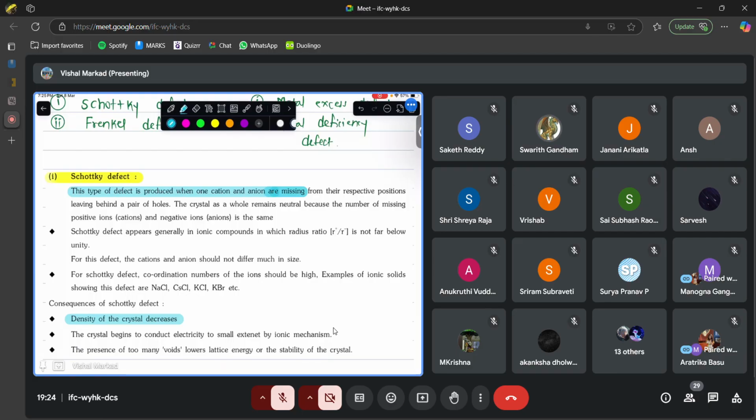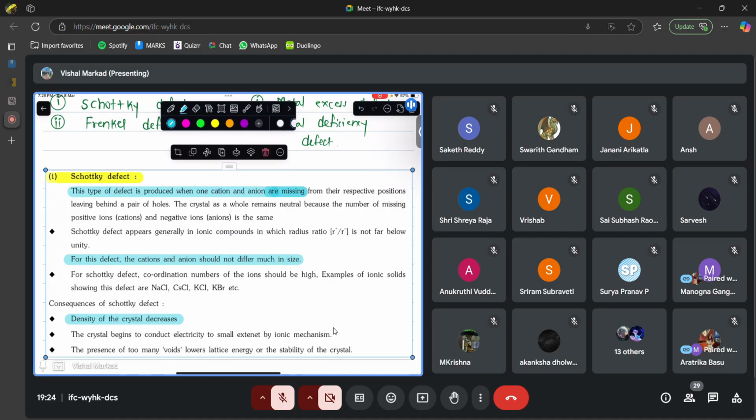Now one more thing, as cation and anion both are missing, it is possible only if both of them have almost similar size. If cation and anion have almost similar size, only then can we remove one cation and one anion from there. This is also one point. Now don't worry about the radius ratio. Radius ratio is nothing but radius of cation divided by radius of anion. If they have almost similar size, radius ratio will be what? One.